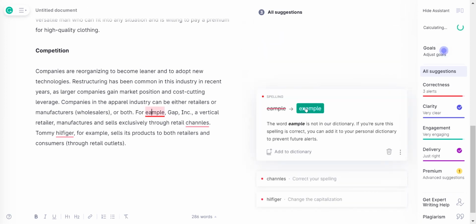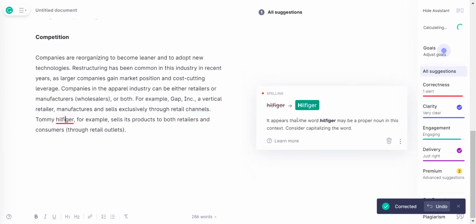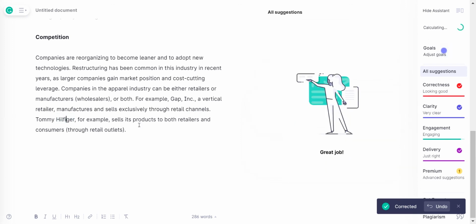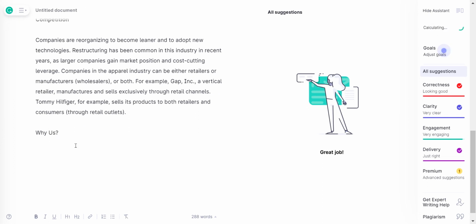So this is all the goal when you're writing your business plan. It's all about explaining what's going on in your industry, explaining how you plan to dominate, and explaining who your competitors are. So now we need to answer the question, why us, right? Why are we the ones that should get it done? So we're going to say we are an alternative to existing clothing lines.